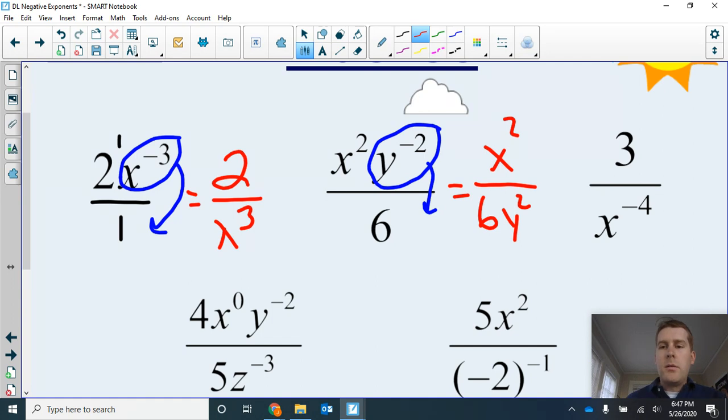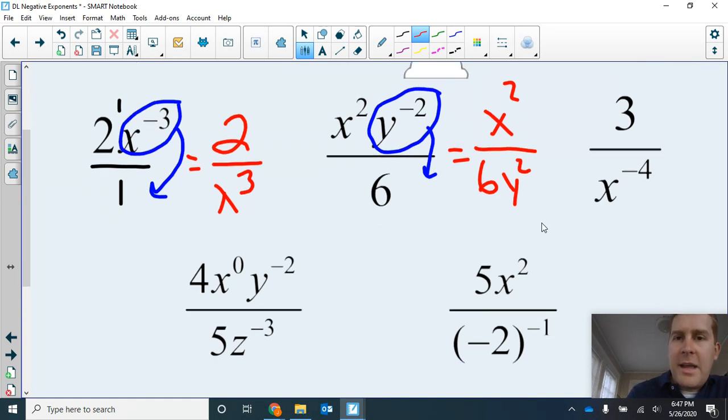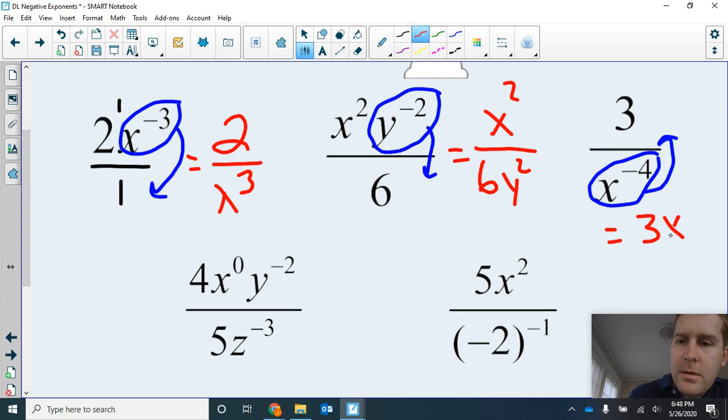Okay, third one. What's the problem with that? Oh, well, I have a negative exponent in my denominator. So I want to fix it. Let's bring that into my numerator. So that means that would simplify to just 3x to the 4th.